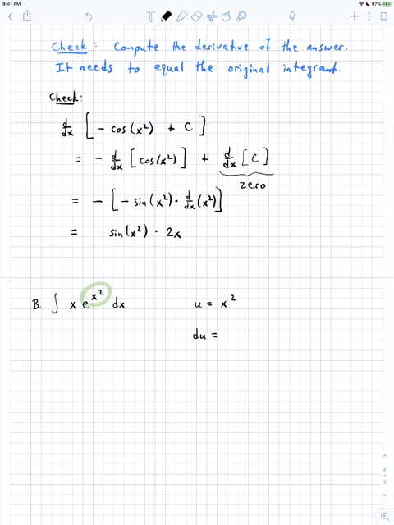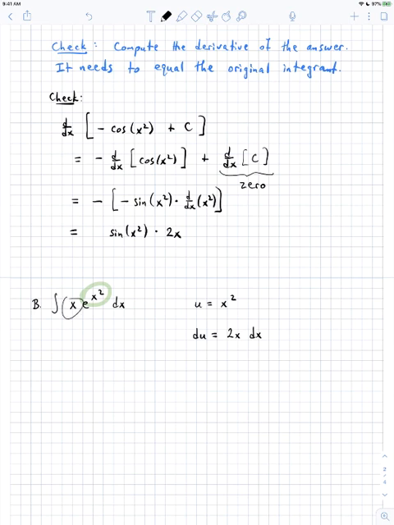Well, u is x squared just like it was in the last example, so du is the derivative, 2x, and then you put dx afterwards. So in order for this to work, we need the inside function to be u, but we also need to multiply it by the derivative of the inside function. So we need to multiply it by 2x. Well, we almost have that.